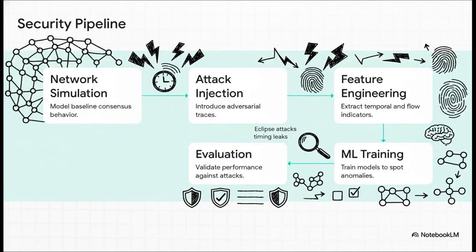So let's break that diagram down real quick. Stage 1, we simulate your network's normal everyday behavior. In Stage 2, that's when we inject the bad stuff, the Eclipse attacks, the timing leaks. Stage 3 is absolutely critical. This is where we extract those subtle digital fingerprints that tell us an attack is happening. Then we use all that data to train the machine learning models in Stage 4, before finally, in Stage 5, we validate its performance in the real world.